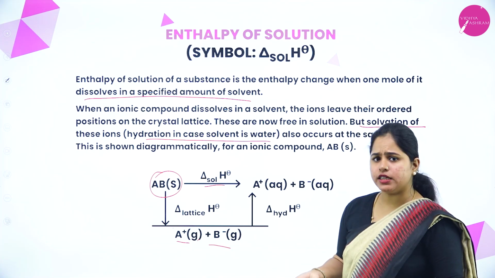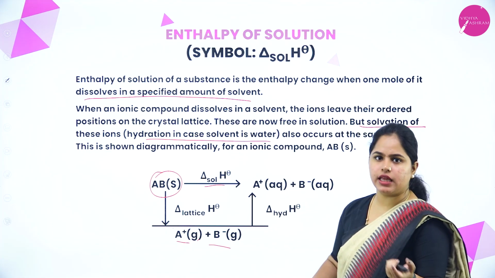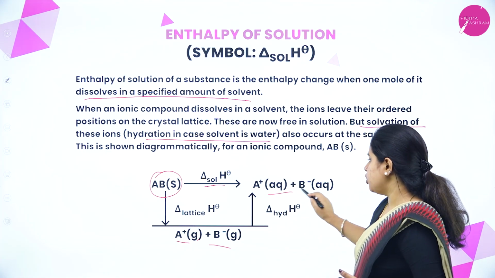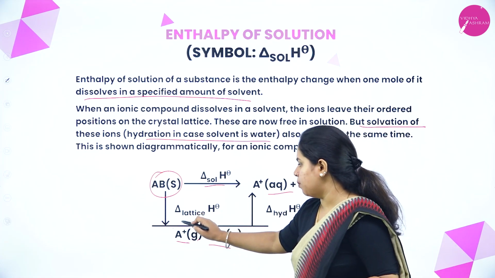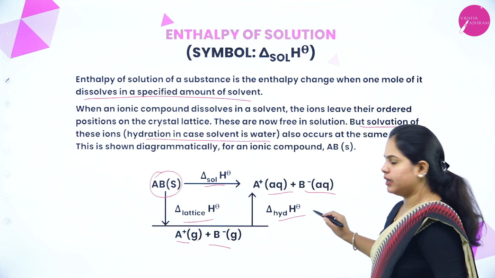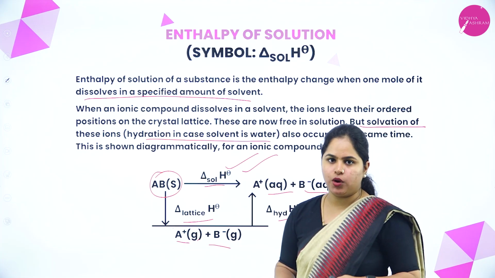Now we are going to dissolve it in a specific amount of solvent. So what happens? That is called the enthalpy of hydration, right? Now you will get the A plus and B minus ions in aqueous states. So if you take the sum of lattice enthalpy and hydration enthalpy, we can calculate the enthalpy of solution. So I hope that is clear.